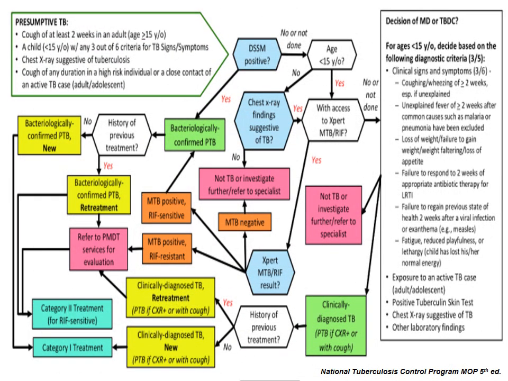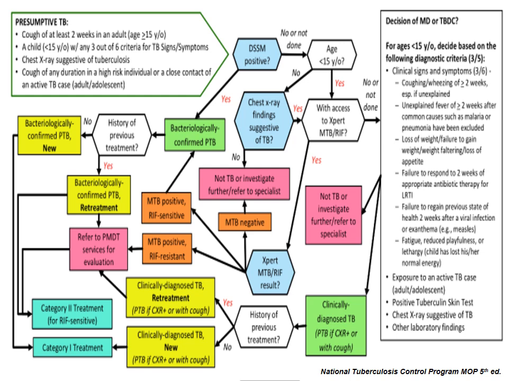This is the diagnostic algorithm. All presumptive TB shall undergo DSSM. If sputum is positive, classify as bacteriologically confirmed. If negative, for patients 15 years old and above, do a chest X-ray. If the X-ray is normal, investigate further. But if suggestive of TB, refer for Gene Expert.